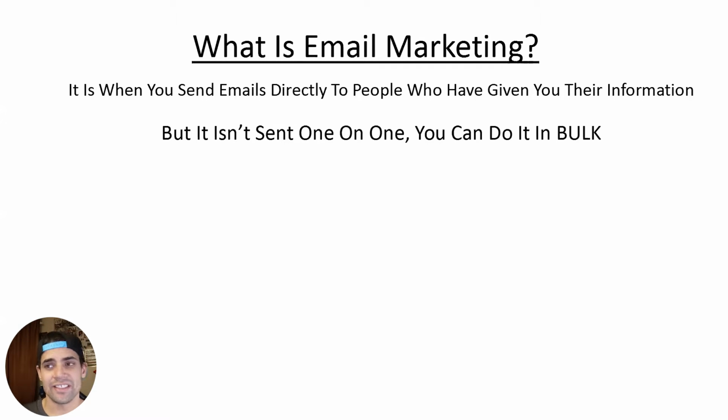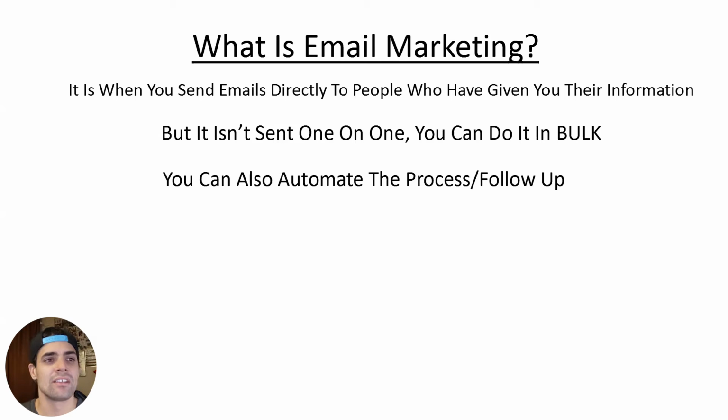But this isn't one-on-one. You can do email marketing extremely bulk. If you have a list of 5,000 people interested in your niche, with one email written and one click of a button, you can send an email to all of them, which is extremely powerful when it comes to scaling. And even more powerful, you can automate the process or automate your follow-up.